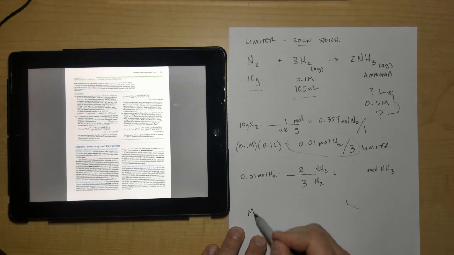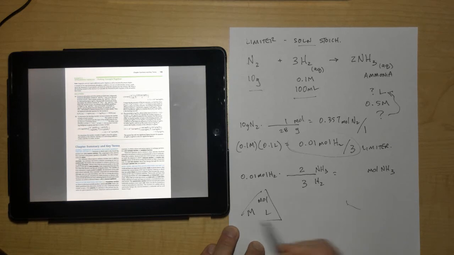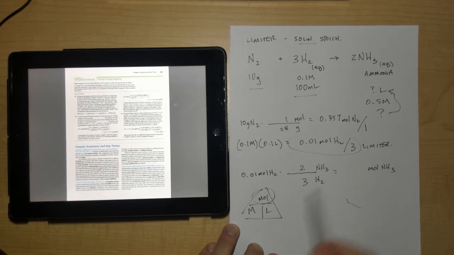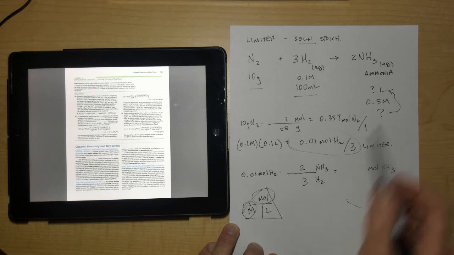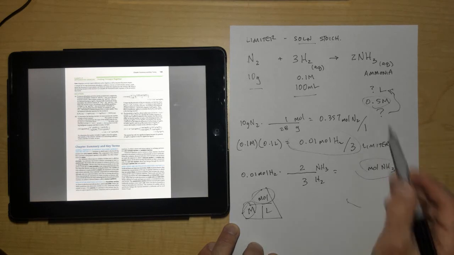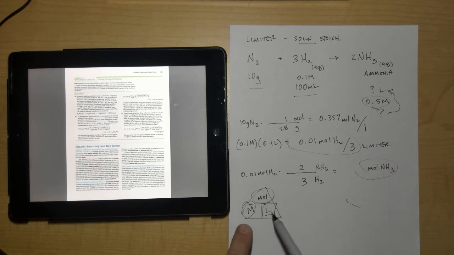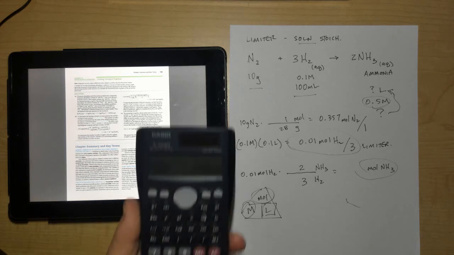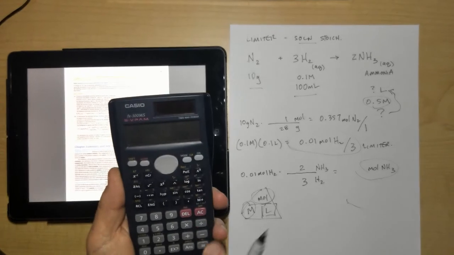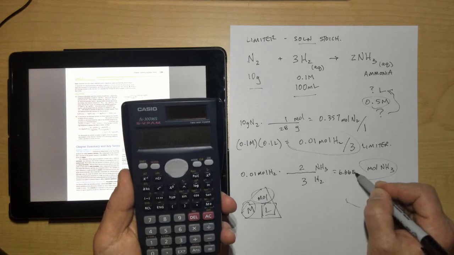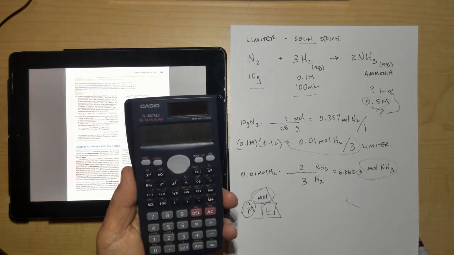And the savvy chemistry student recognizes that, hey, if I know moles and if I know molarity, right here, if I know moles and I know molarity, guess what I could find? Well, I could find my liters right here. So knowing that molarity triangle will help you find liters is critical in this part. So 0.01 times 2 divided by 3 gives me 6.66 repeating times 10 to the negative third moles of NH3.